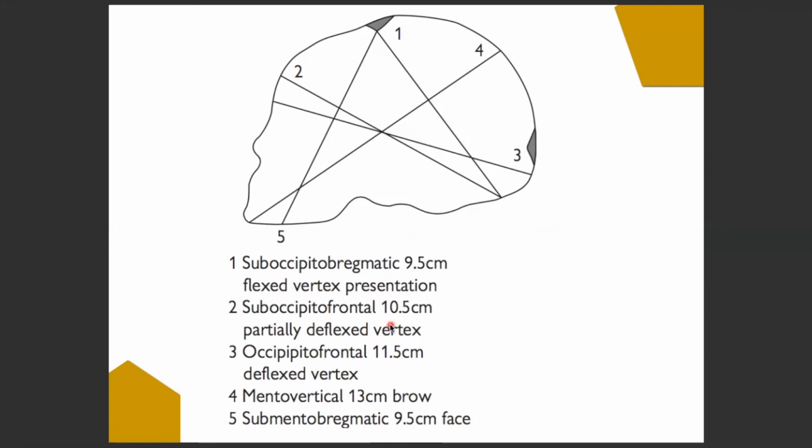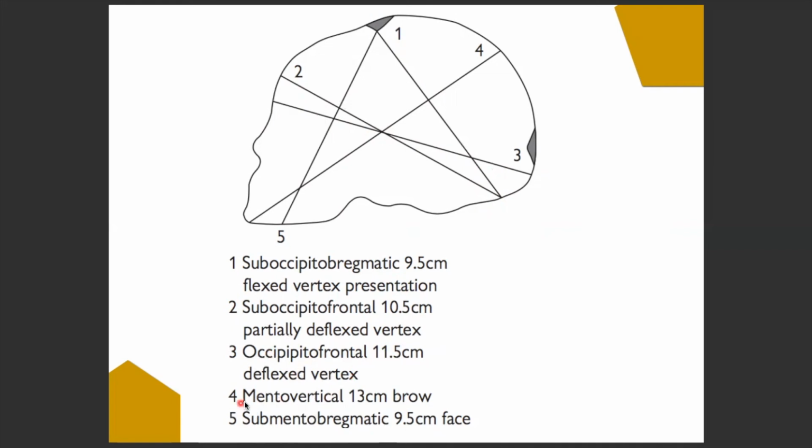We've got a suboccipital-frontal, which is during the partially deflexed vertex, and that is this one. So it's not all the way up to the bregma, it's more to the frontal bone. And this is 10.5 centimeters, but it's still less than the diameter of the pelvis, so it can still go out, but it's a bit more difficult. We've got the occipital-frontal, which is a deflexed vertex, and that is from the occiput all the way to the frontal bone. And that is a really long diameter, as you can see, it's 11.5 centimeters. Again, this is a bit more difficult, but it's still okay.